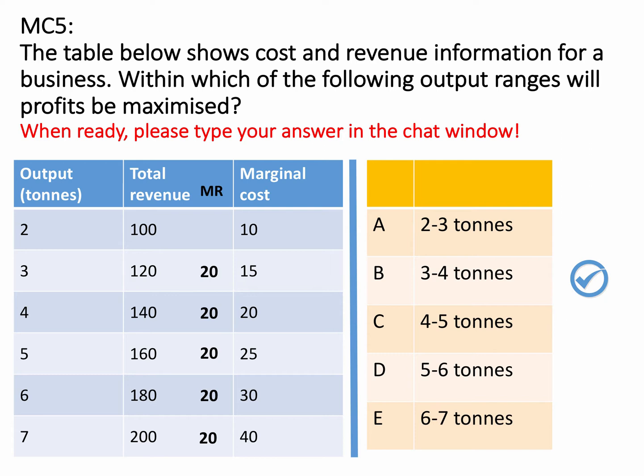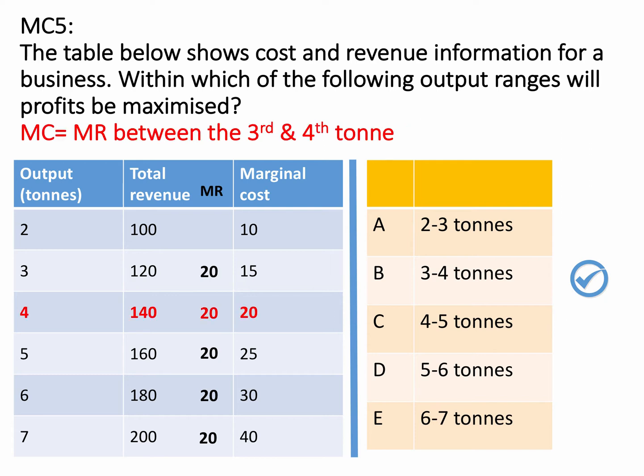So of course you're looking for profit maximisation, and profit maximisation happens when marginal cost equals marginal revenue. The fourth tonne adds £20 to revenue and cost. So we will produce the fourth tonne, so the profits are maximised between the third and the fourth tonne of output. The answer is B. The fifth tonne of output, well, we get £20 of revenue, but it costs us 25 to supply, so our profits will be falling by 5.